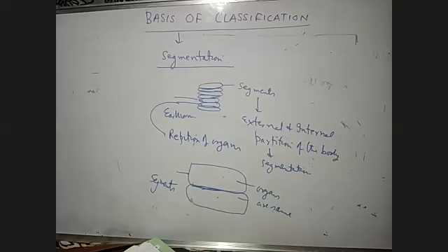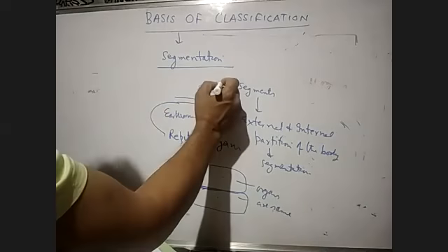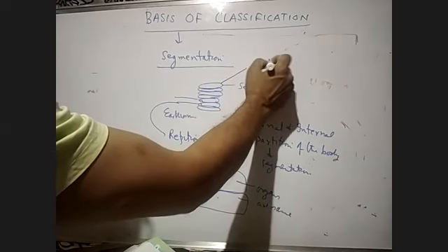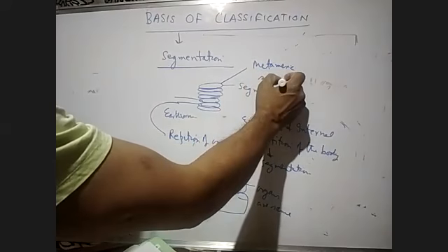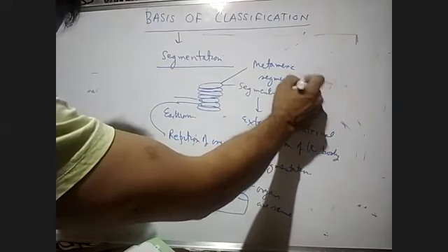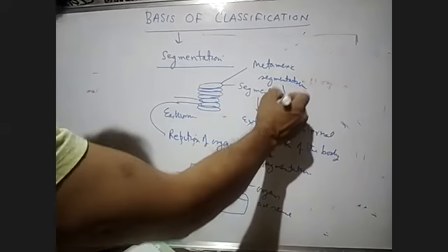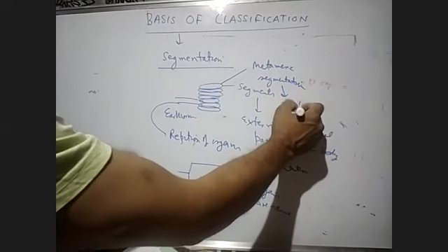Divided into segments with a serial repetition of at least some organs. For example, in the earthworm, the body shows the pattern called metameric segmentation, and the phenomenon is called metamerism.